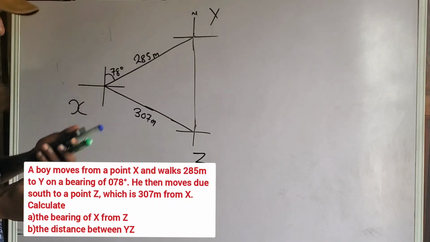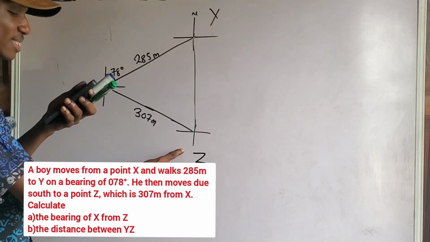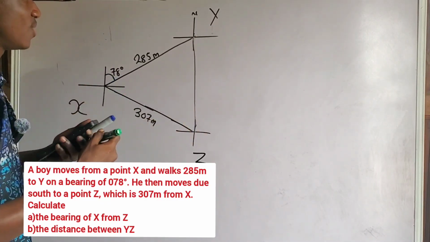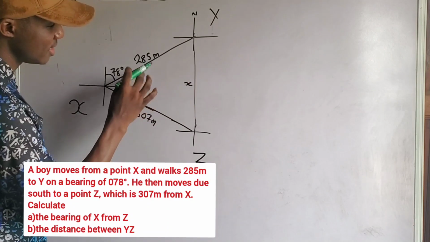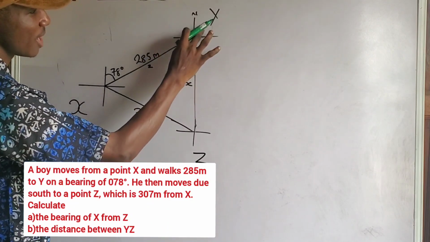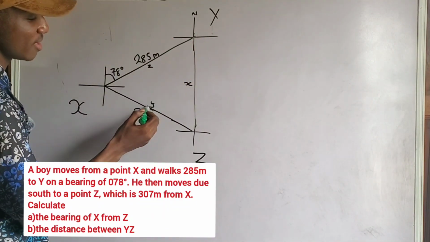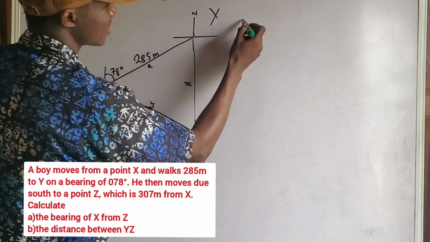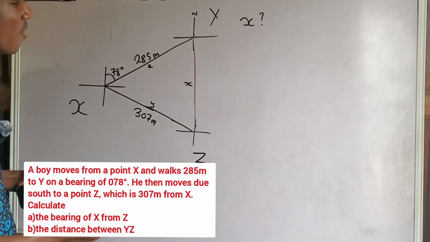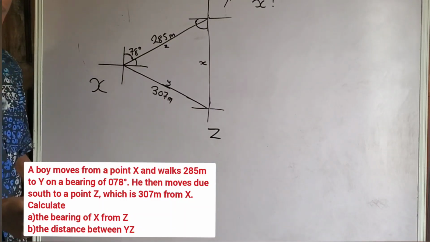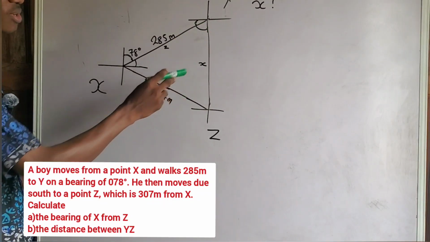Okay. Now the goal is that we are looking for the bearing of X from Z and the distance between Y and Z. If this one is X, this side will be small letter x. If this one is Z, this side will be small letter z. And if this one is Y, this side will be small letter y. So we are looking for x, then we are looking for the bearing of X from Z. Looking at the diagram on the board, how can we calculate the value of x, which is the distance between Y and Z?